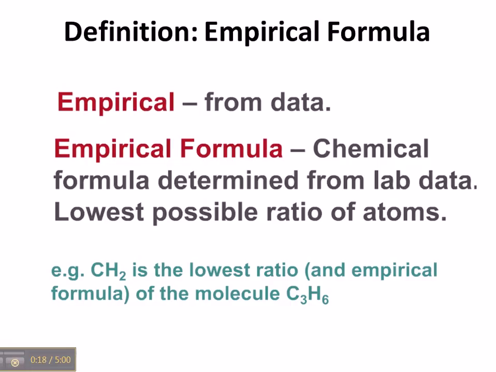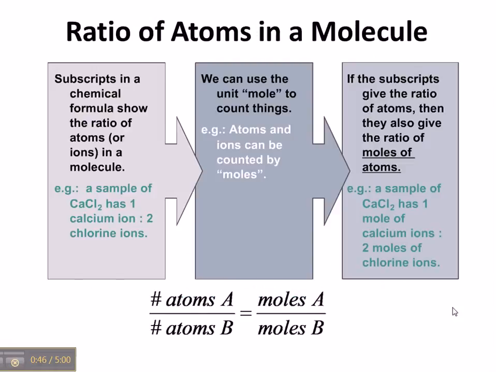Empirical means it's from data, right? It's empirically driven. It's not from a calculation. But I think the key thing as you understand the empirical formula, it is the lowest possible ratio of atoms. So here's an example. CH2 is the lowest ratio, the empirical formula, of the molecule C3H6. So take a look at the ratio. It's basically 2 to 1. In this case, you have 3, you double it, you get 6. So here's empirical, and there's the molecular.